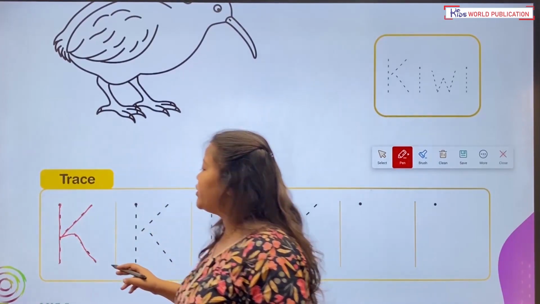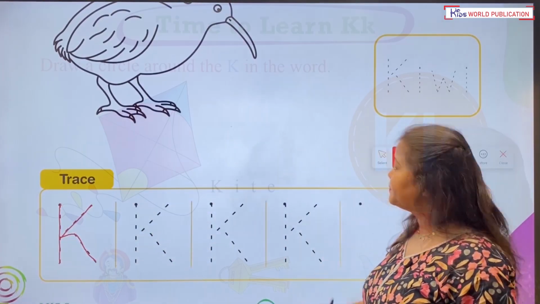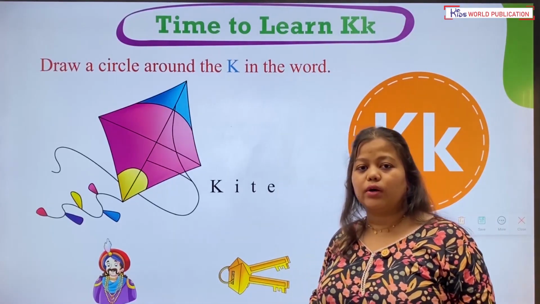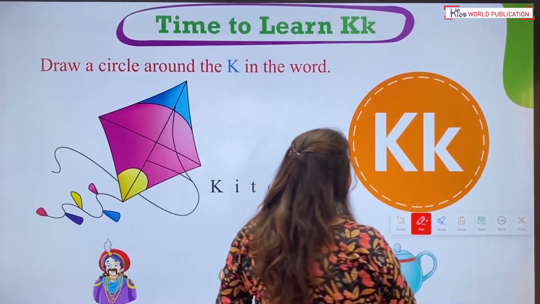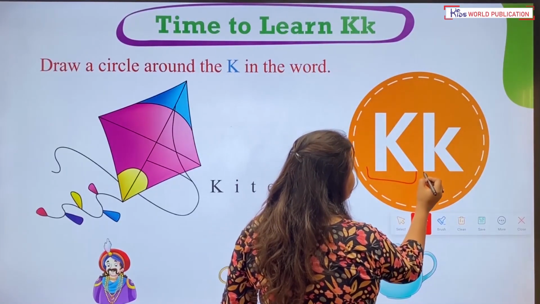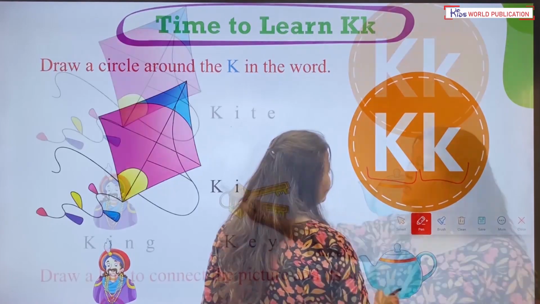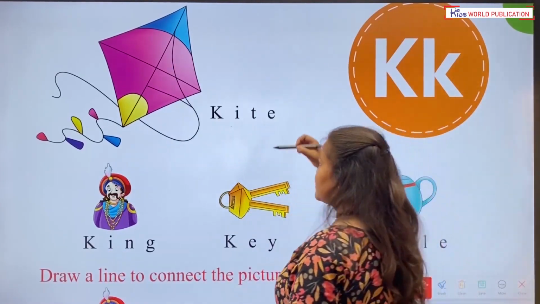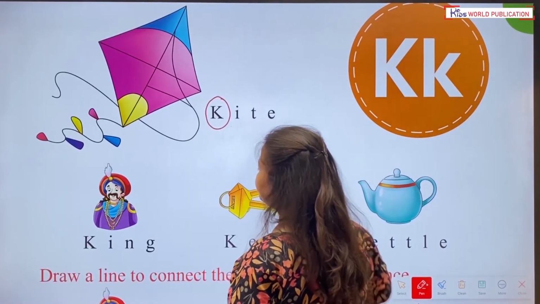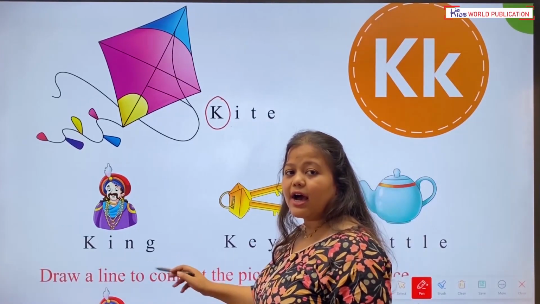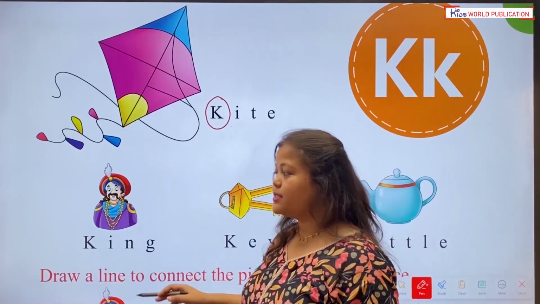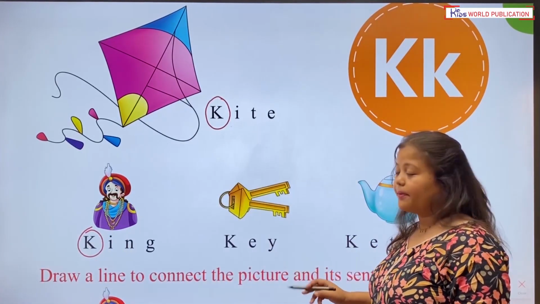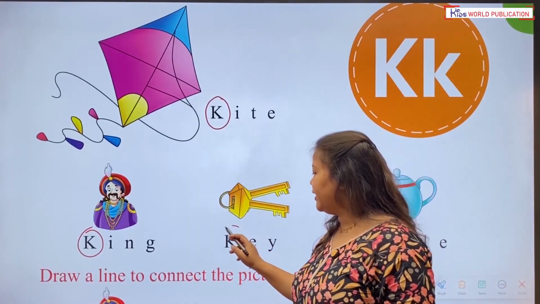So this is how you will trace it and complete it. Time to learn K. Draw a circle around the K in the word. So kids, this is letter K, capital K and small k. Kite. K-I-T-E. Kite. We will circle letter K here. King. K-I-N-G. King. We'll circle letter K here. Key. K-E-Y. So we'll circle letter K here.